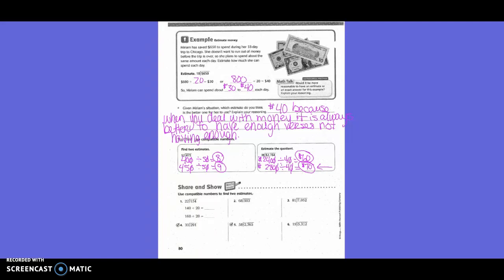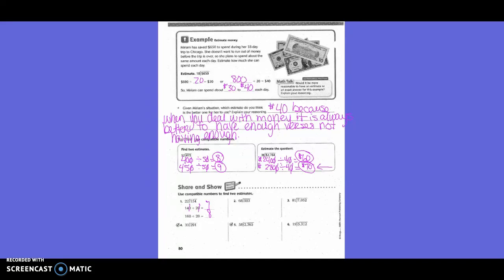money, and so you want to make sure you have enough money. Alright, share and show, use compatible numbers to find estimates. So they estimated on the low side 1,400 and also on the high side 1,600. And then they said they're going to divide by 20 for each one. So on this one, you get rid of the 0, get rid of the 0. 14 divided by 2 is 7. 16 divided by 2 is 8. Our answer is 7 or 8.